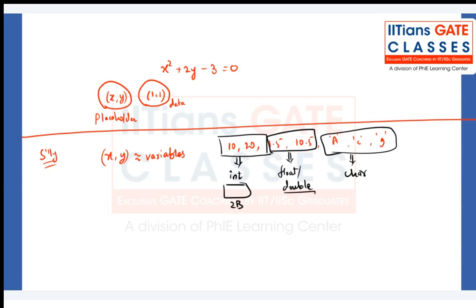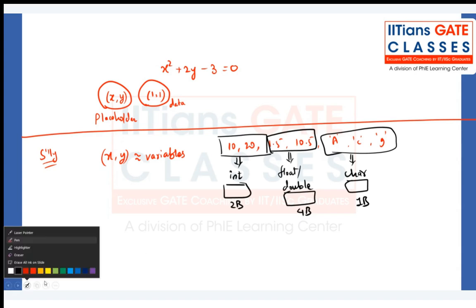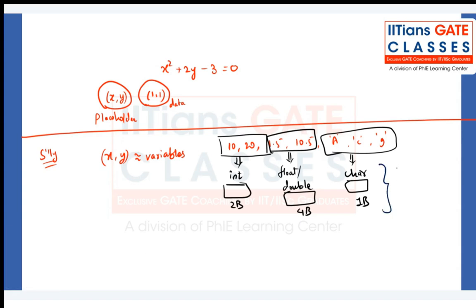Float, double, let's say these are 4-byte containers, and character is 1 byte. So these all will be already predefined in your system. These are all predefined or primitive data types. These are already defined in your system, and you can directly use them. You can directly use these data types to store the appropriate data.